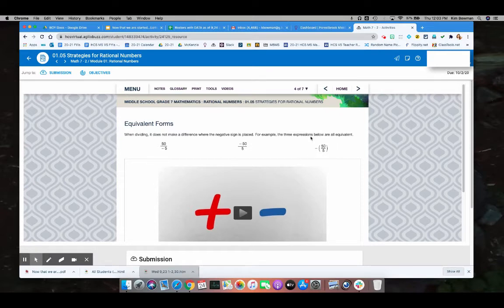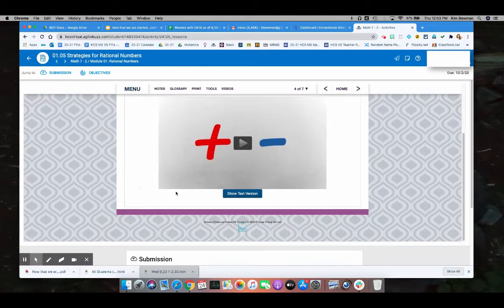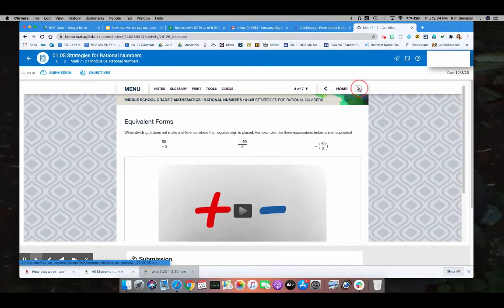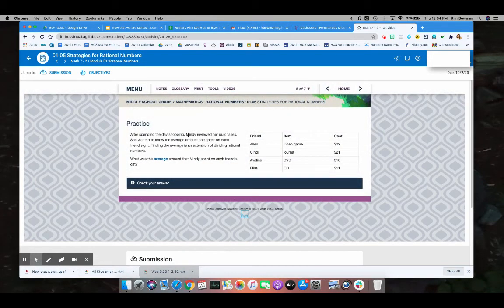So notice this one. That means the answer to this thing inside the parentheses is going to be negative no matter what. There's a video for you to watch. I'm not going to show you that, but keep going through your lesson.